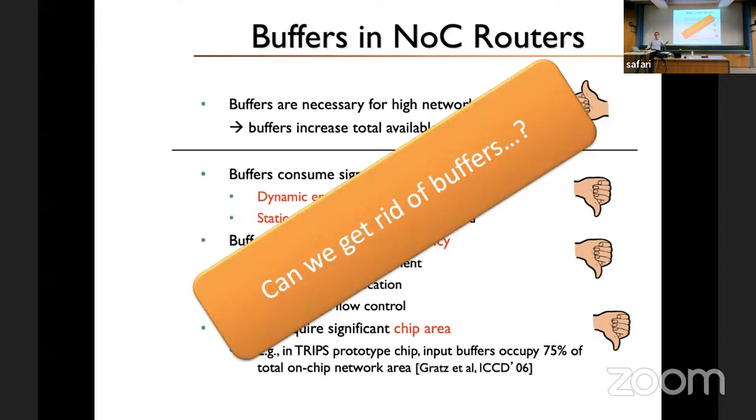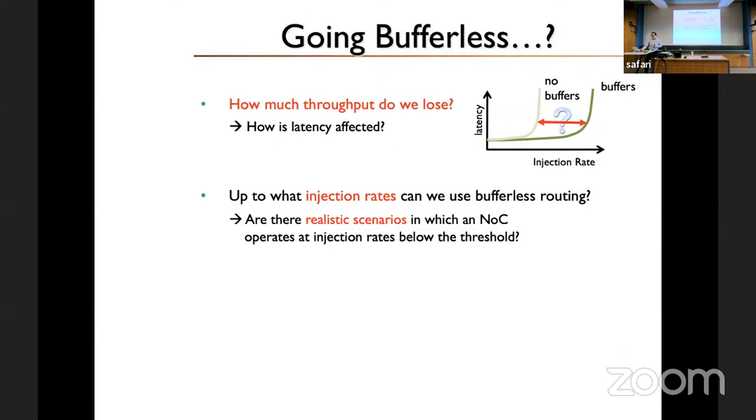So the question we asked was basically, let's be a contrarian and say, can we actually get rid of these buffers, because they cause a lot of headaches and overhead in our systems. Of course, how much throughput we lose becomes interesting, right? So there's some injection rate. If you go no buffers, there's some distance. In real workloads, how much does this affect? Basically, the realistic scenarios were what was interesting to us.